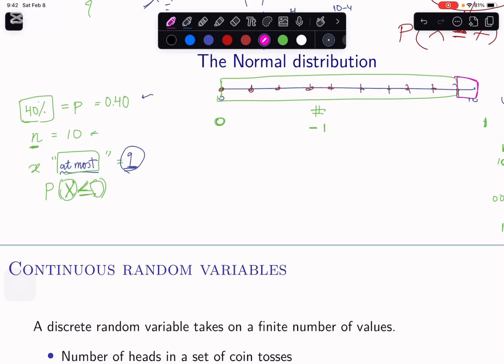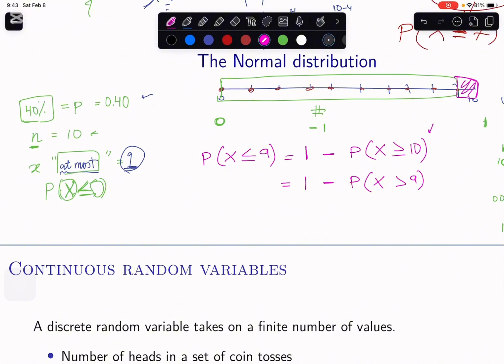So what can I do? I can just calculate this number. I can do P of X less than or equal to 9, or at most 9, is equal to 1 minus P of X greater than or equal to 10. We can write it this way, or we can write it in other ways, which is equal to P of X greater than 9. We can do it this way or that way, they're both exactly the same.